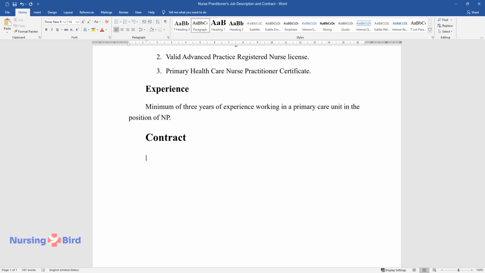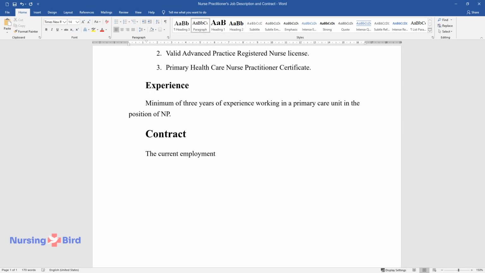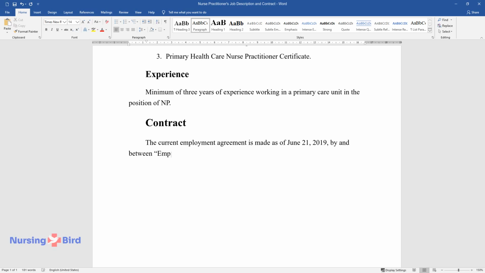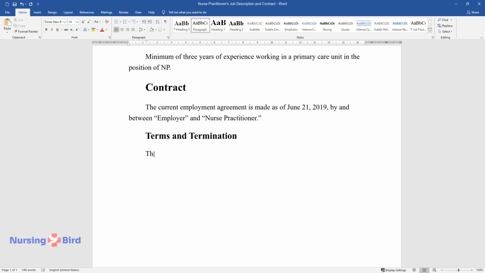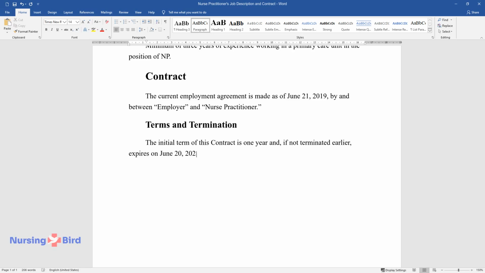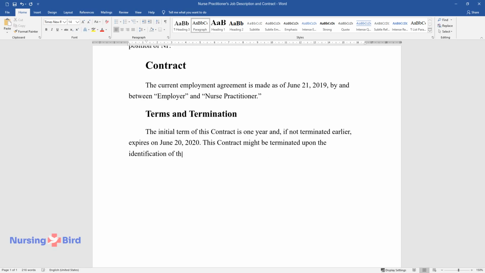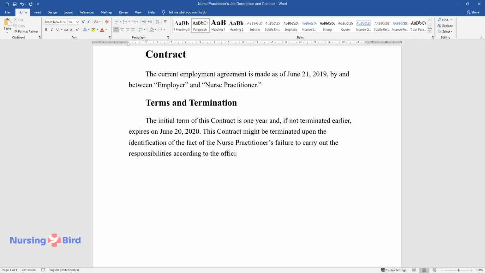Contract. The current employment agreement is made as of June 21, 2019, by and between employer and nurse practitioner. Terms and termination. The initial term of this contract is 1 year and, if not terminated earlier, expires on June 20, 2020. This contract might be terminated upon the identification of the fact of the nurse practitioner's failure to carry out the responsibilities according to the official documentation.